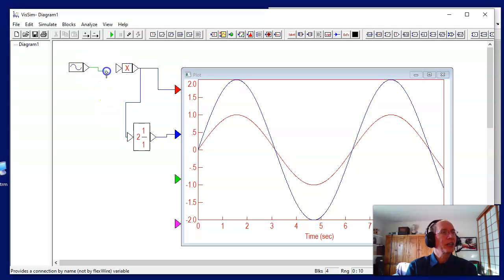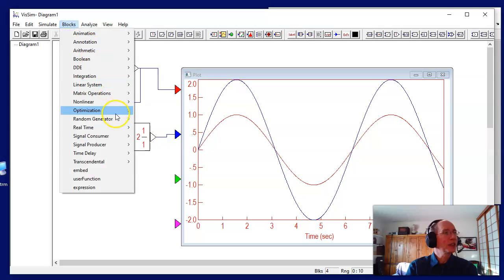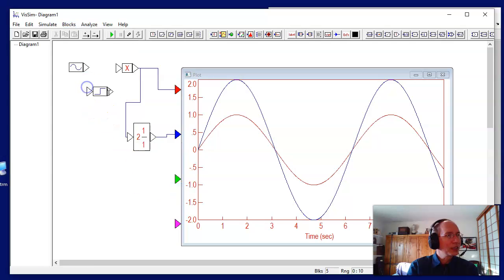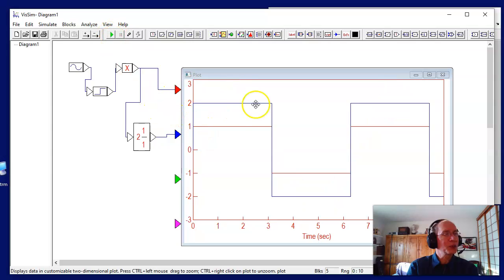If I change this to be a square wave, which is a block we don't really use too much in this class, but it is a nice system. Where's nonlinear? There it is. I can make this a square wave. So if the sine wave is positive, I get +1, negative, I get -1. Square wave in gives you square wave out.